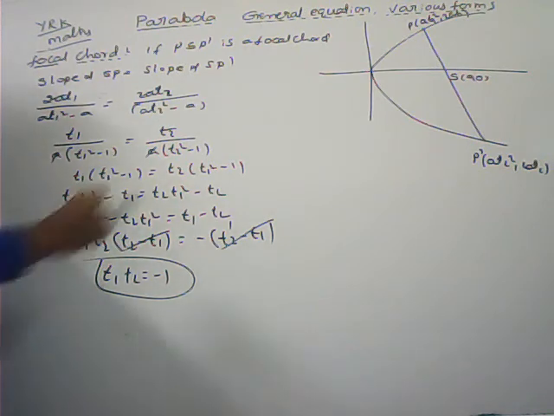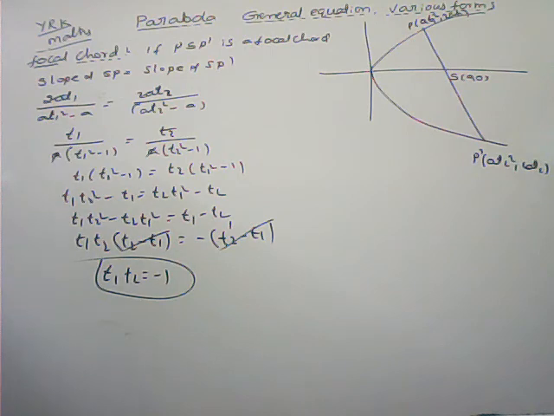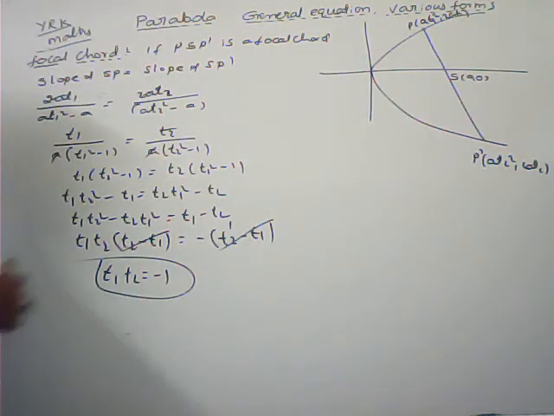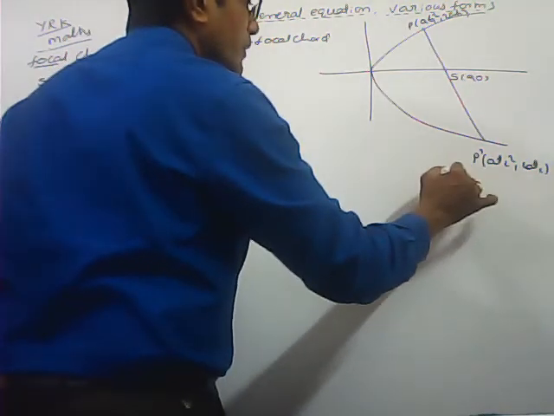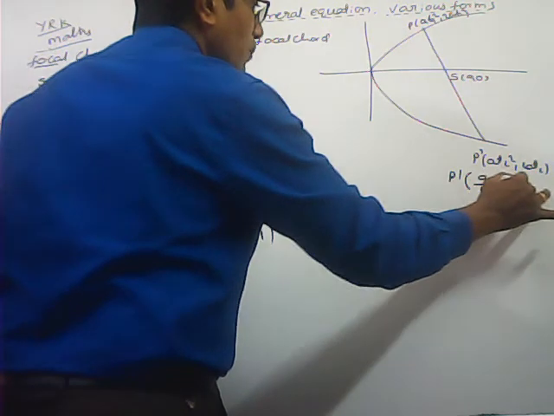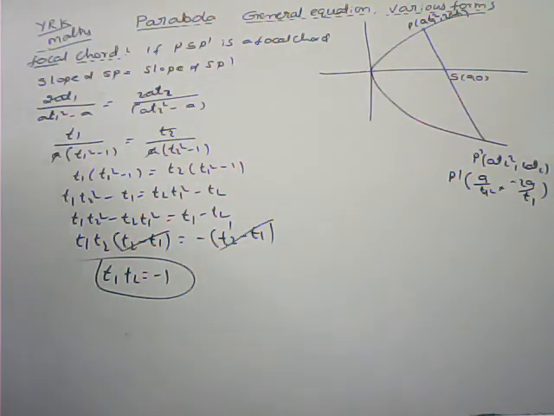If the coordinates of one endpoint are given, we can get the coordinates of the other end of the focal chord also. So t2 = -1/t1, and P' is (a/t1², -2a/t1). This is one part. Next, the length of the focal chord.